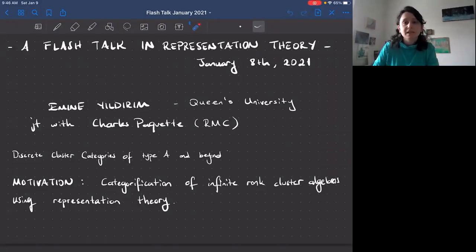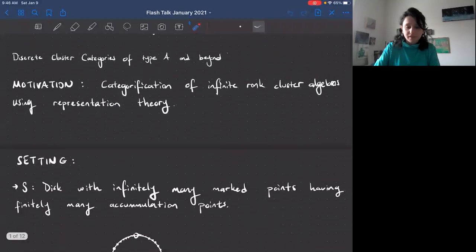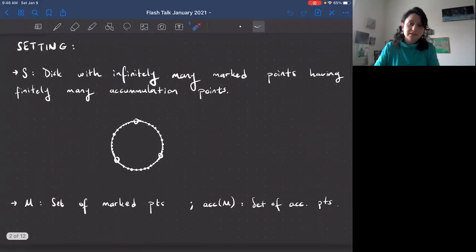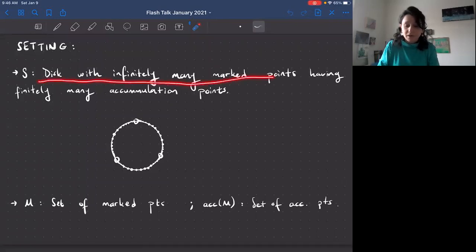If you're familiar with the cluster categories of type A and its geometric model, namely a triangulation of an n-gon, this will look very familiar to you. In the classical setting, we would start with an n-gon and consider the triangulations of n-gons. But in this setting, we want to start with a surface, which is a disk. The disk should have infinitely many marked points, so we will have infinitely many marked points on the boundary.